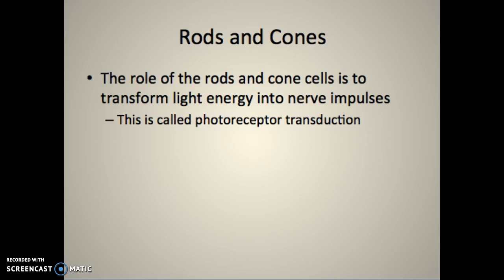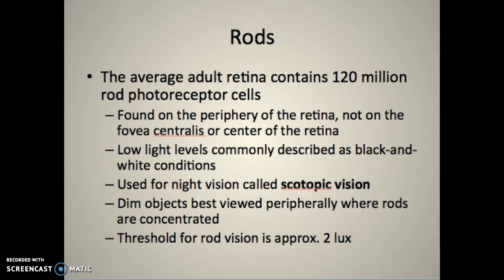So rods and cones: the role of the rod and cone cells is to transform light energy into nerve impulses. That's important that you remember that. This is called photoreceptor transduction. Okay, so the rods in your eye, the average adult contains 120 million rods. They're found in the periphery of the retina, not on the fovea centralis, or the center of the retina.